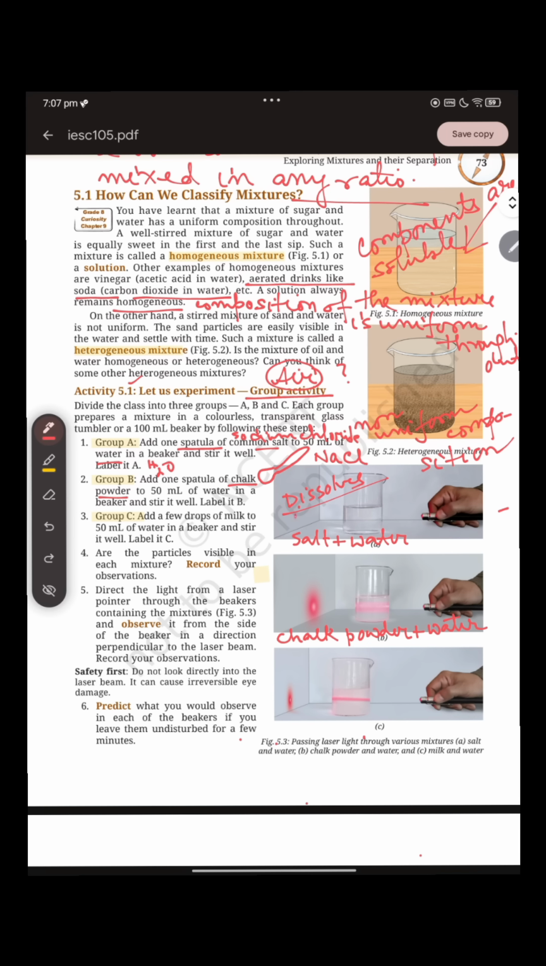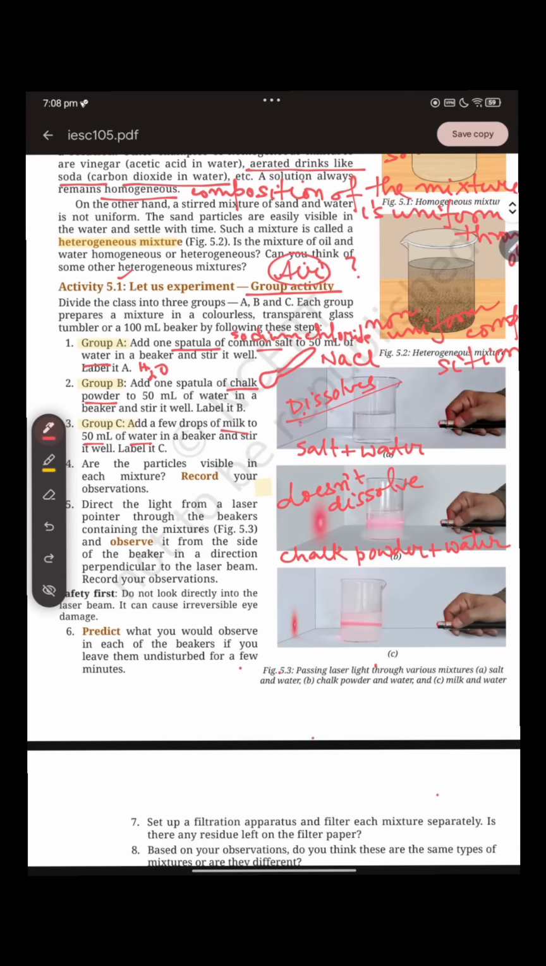Now will the second group also see that chalk has dissolved in water? Of course not. And if you have doubt, do check it out. So it does not dissolve. Chalk powder will never dissolve in water. Now group C has taken milk in 50 ml of water.